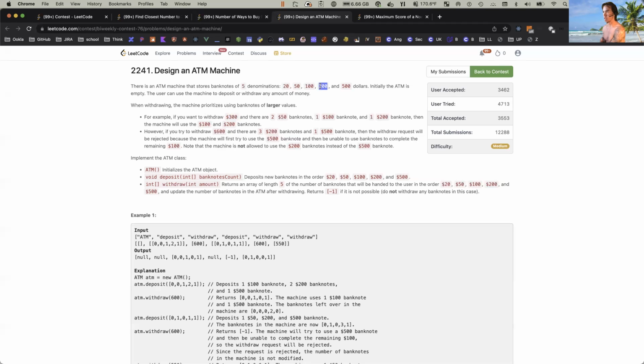200. Yeah, I mean, if it can, it'll take the biggest ones. Okay, that's what it's saying. The machine is not allowed to use $200 banknotes instead of the 500 because there's one of these. 600. I can't use all three of these. You have to use the biggest first. Okay.